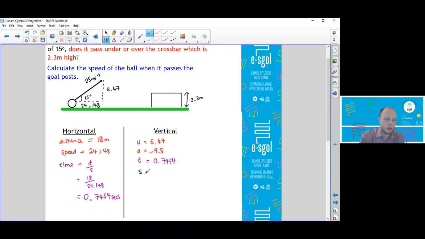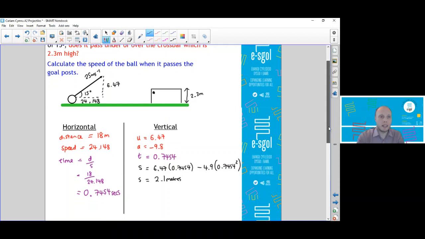So if we do that first, I'm going to use ut plus a half at squared for this. So 6.47 lots of 0.7454, that's my ut, minus 4.9 is my half a, 0.7454 squared. So there's my half at squared part. And if you put that in the calculator, you get 2.1 meters. So my ball is in the goals, right in the top corner with 20 centimeters to spare. So a great shot.